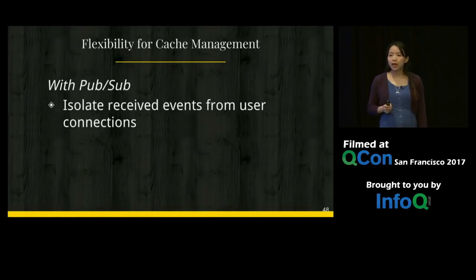Today, with PubSub, we isolate what events Flannel receives from who is connected to Flannel. So Flannel can keep the cache data around longer. Next time, when the first user on the team connects, Flannel already has a warm cache. This helps with the user connect time. Pre-warm cache is currently under development.